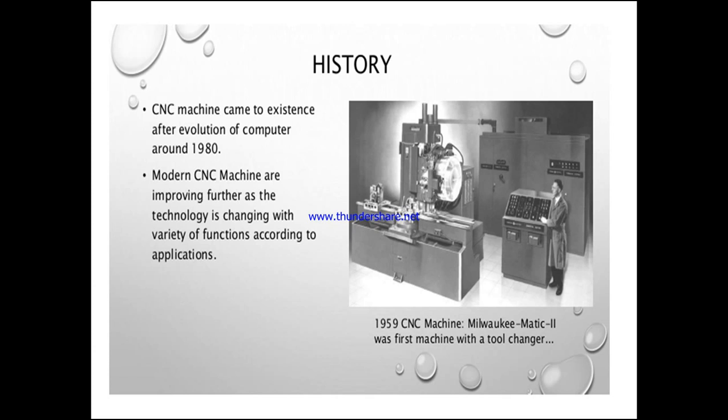The Malviki Matic, that is 2, was the first machine with a tool changer. This was the first machine with a tool changer, where we see the controller. The controller is big and bulky. To make one CNC machine, this many units were needed at that time in 1959. You can see the different units we had to make one CNC, which is a huge one and consumes more area.